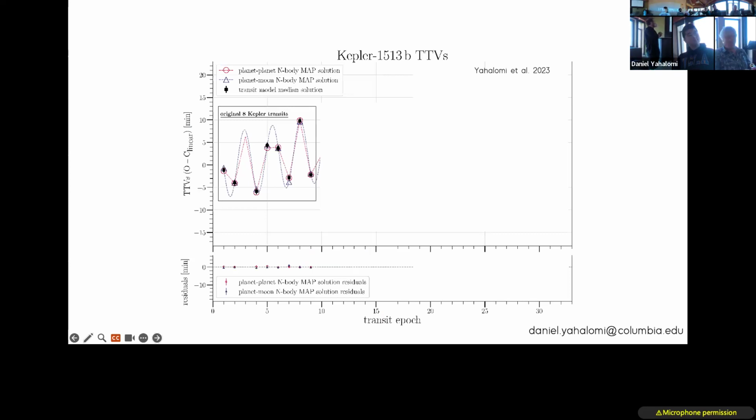The bottom half is the residuals, the top half is the actual TTVs. The black data points are our observations. The red data points are the result of a planet-planet n-body model. And the blue solution is the result of a planet-moon n-body model. So you can see that both solutions could produce the observed signal.